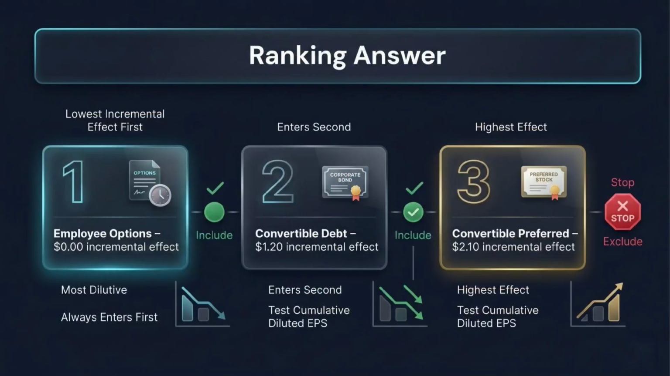The correct ranking is employee options first, convertible debt second, and convertible preferred stock third. Options with zero numerator effect are the most dilutive when they add shares to the denominator. Debt enters next at $1.20. Preferred enters last at $2.10. After each inclusion, EPS must be recomputed. If adding the next instrument increases EPS, that instrument and the remaining lower ranked instruments are excluded.